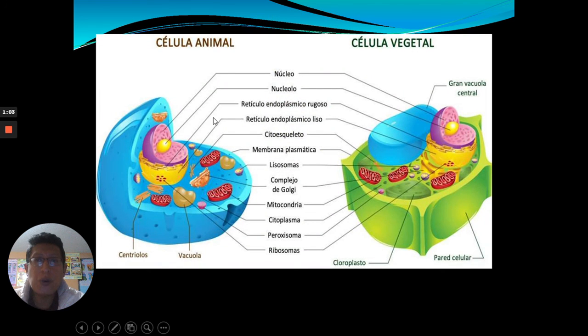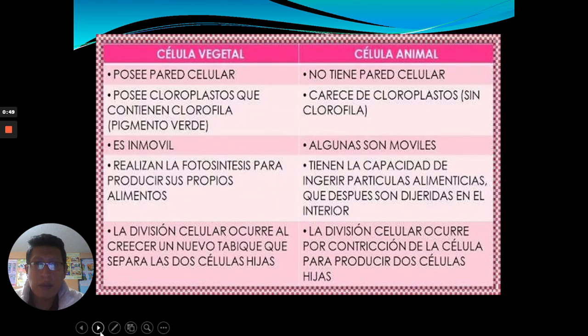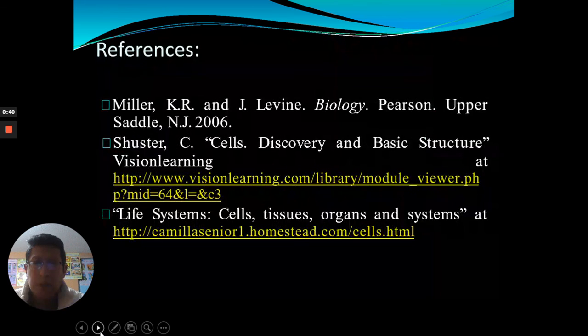In the picture we have the animal cell, and the other one we have the plant cell, in which we have some differences and some similarities. We can observe these two cells. Finally, we have here a chart which includes some differences and similarities. And here we have the reference.